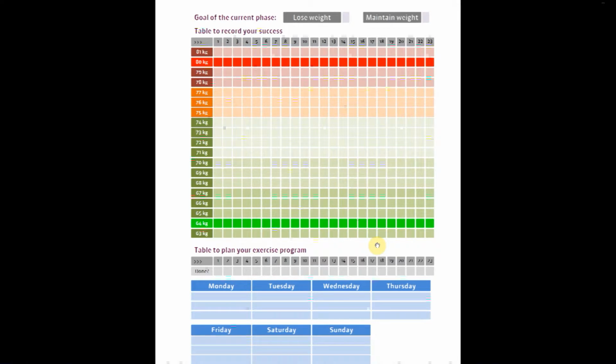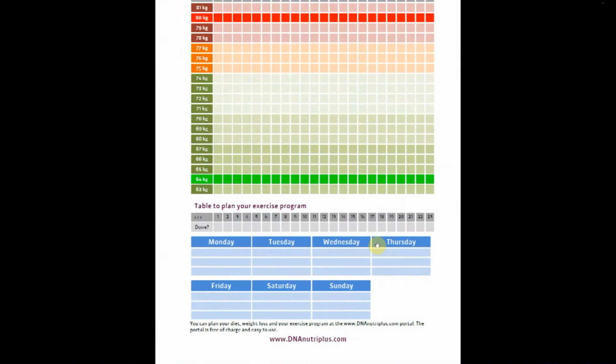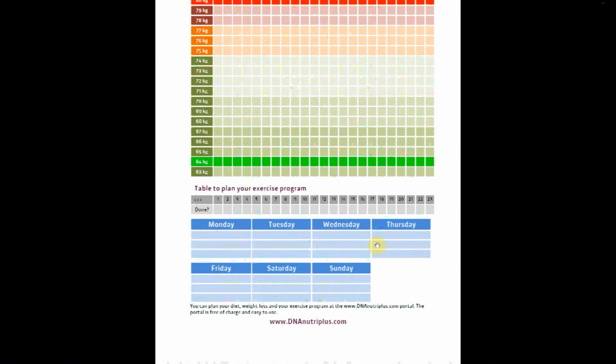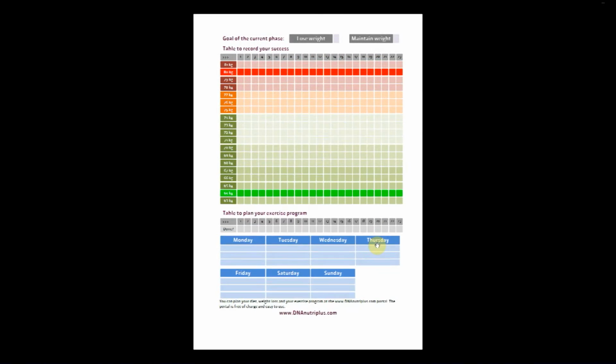And this will make it very beautiful for you to track how you lose weight and when you've reached your goal. This is going to motivate you. It's going to keep your sights on the goal, and it's very important. And this down here you can use to track your exercise programs, on Monday, squash on Wednesday, jogging for 20 minutes and so on. And again, if you go to DNAnutriplus.com, you can do all of this tracking and all of this planning automatically on the website.